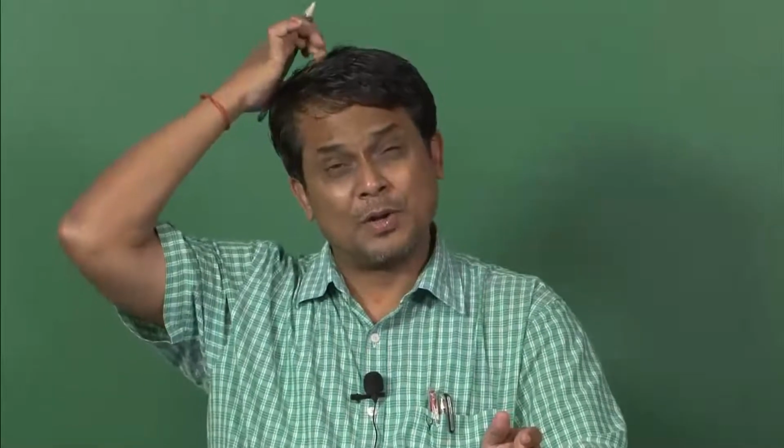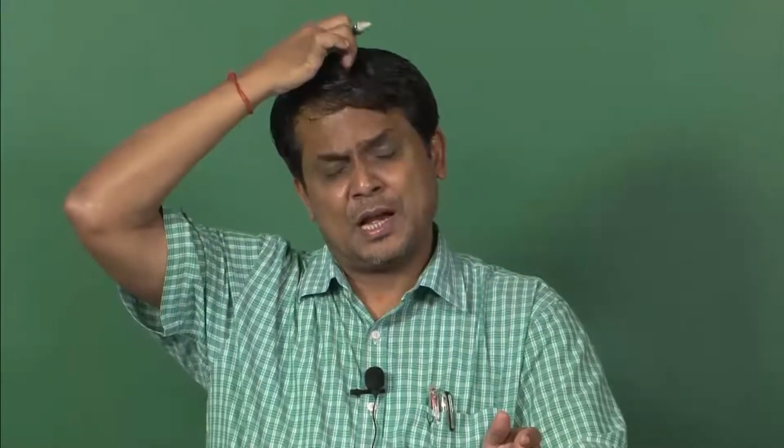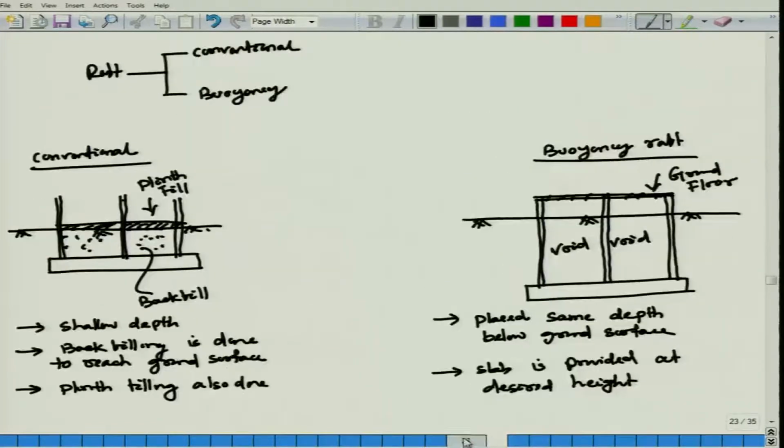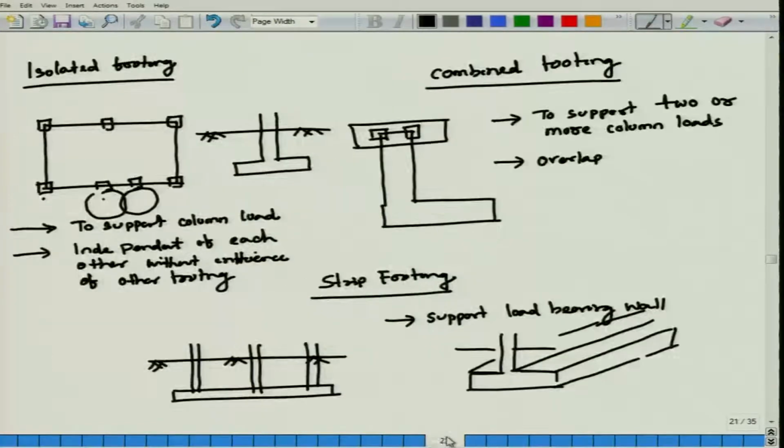Piers and caissons are used particularly for bridges, railway bridges and highway bridges, where these big piers are there, and they are basically provided near rivers. If there is a river, at the two sides I can say these are my abutments, and in between these are my piers. At the shore they are called abutments. So, this is all about a slight description of your classifications.